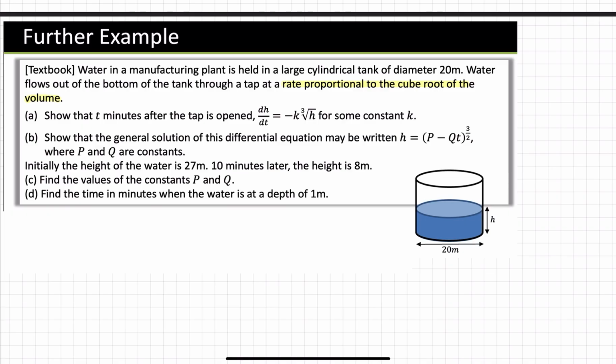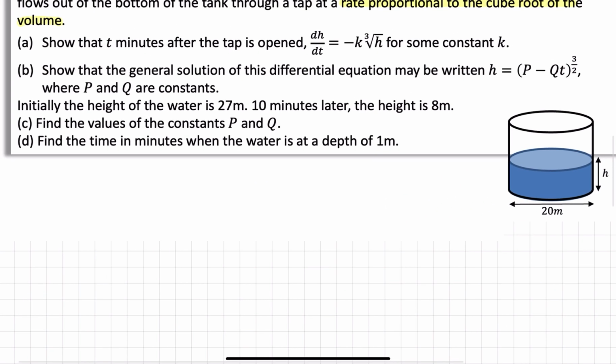Okay, so let's do part A. So we've got volume equals pi r squared h, and we've got the radius is 10, so we've got V equals 100 pi h. We're trying to find the change in height of the water with respect to time. Well, the change of volume with respect to h, dV/dh, is 100 pi.